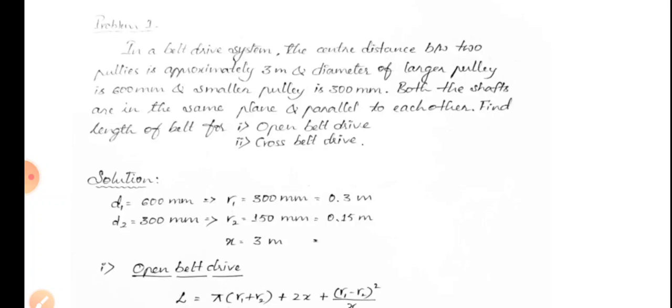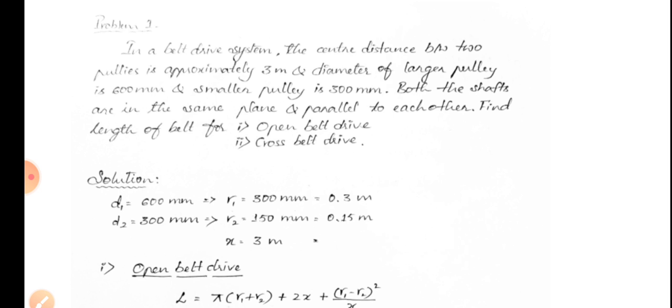In a belt drive system, the center distance between two pulleys is approximately 3 meter and the diameter of the larger pulley is 600 mm and the smaller pulley is 300 mm. Both the shafts are in the same plane and parallel to each other. Find the length of belt for open belt drive and cross belt drive.